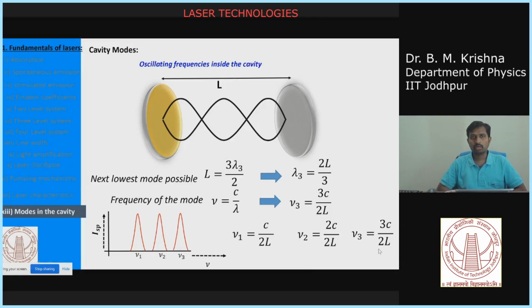If you observe carefully, you will see that the difference between two adjacent modes is equal to C by 2L.